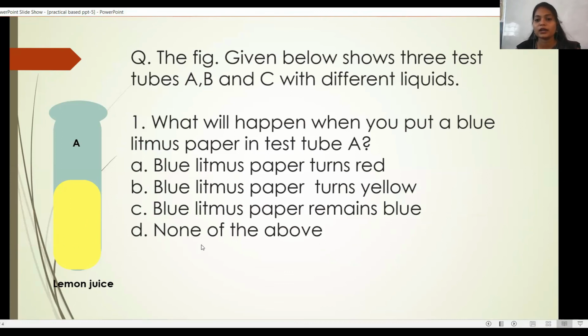What will happen when you put a blue litmus paper in test tube A? As we know, lemon juice is what? It is an acid. So what will happen when we put a blue litmus paper in test tube A? It turns red. Why? Because we know acid turns blue litmus paper red. So here the first option will be appropriate.